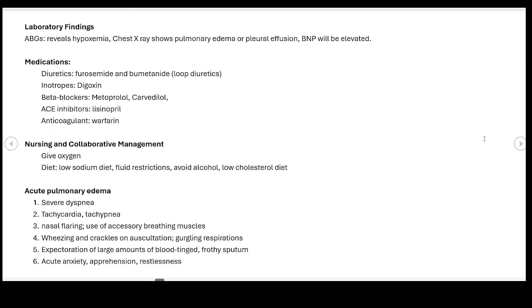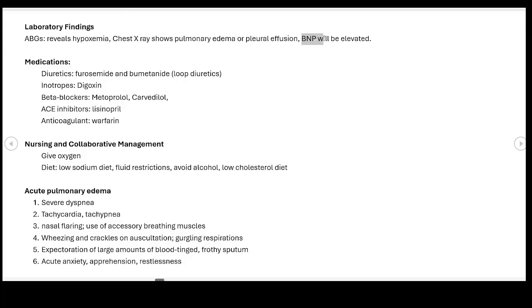What labs are we going to draw when the person is having left-sided heart failure? Of course, it's going to be our ABGs. The ABGs will tell us if we have hypoxemia. And the other one, the imaging, will look at the X-ray. The X-ray can also tell us if we have a buildup of fluids in the person's lungs. Then we have pleural effusion as well.